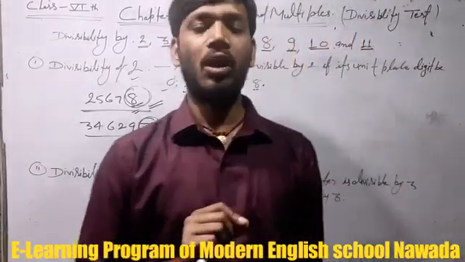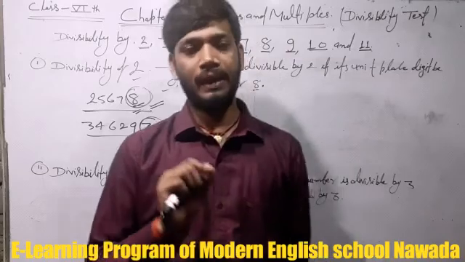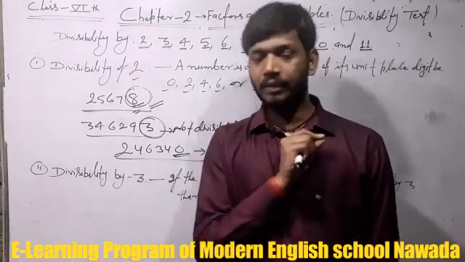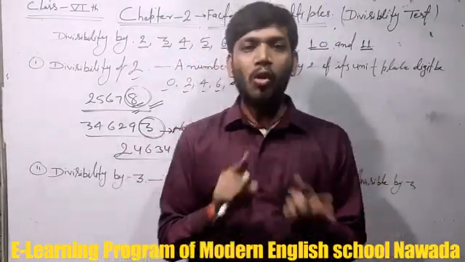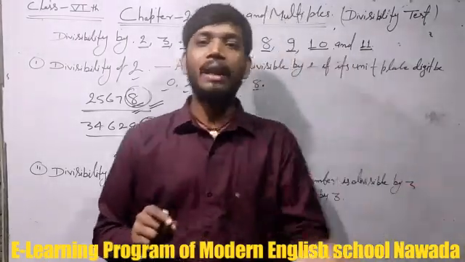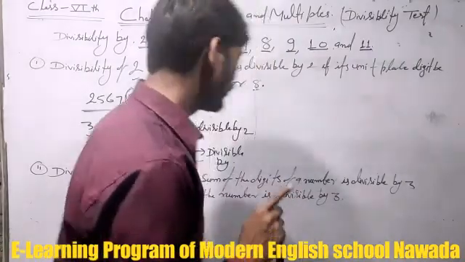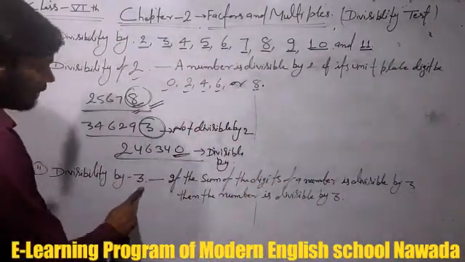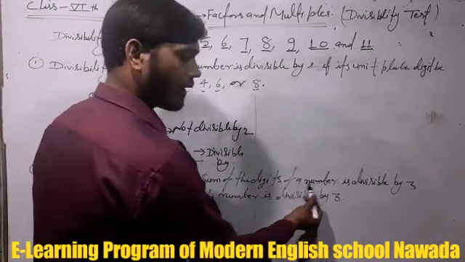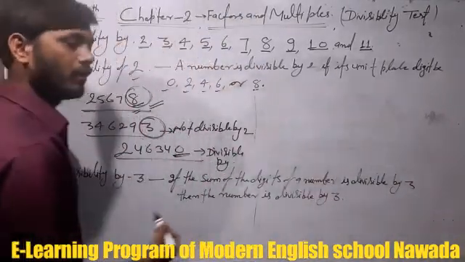After that, we have to know the divisibility test for 3. Now we will learn about the divisibility of 3, and it is very important for you. Understand carefully, students. Always remember, a number is divisible by 3 if the sum of the digits of that number is divisible by 3. Let us understand by an example. First of all, write the test: if the sum of the digits of a number is divisible by 3, then the number is divisible by 3.